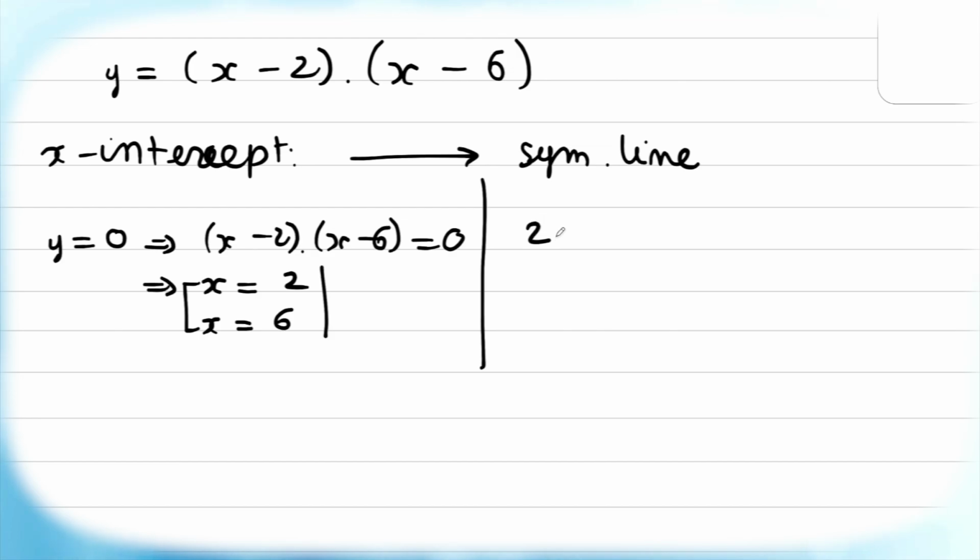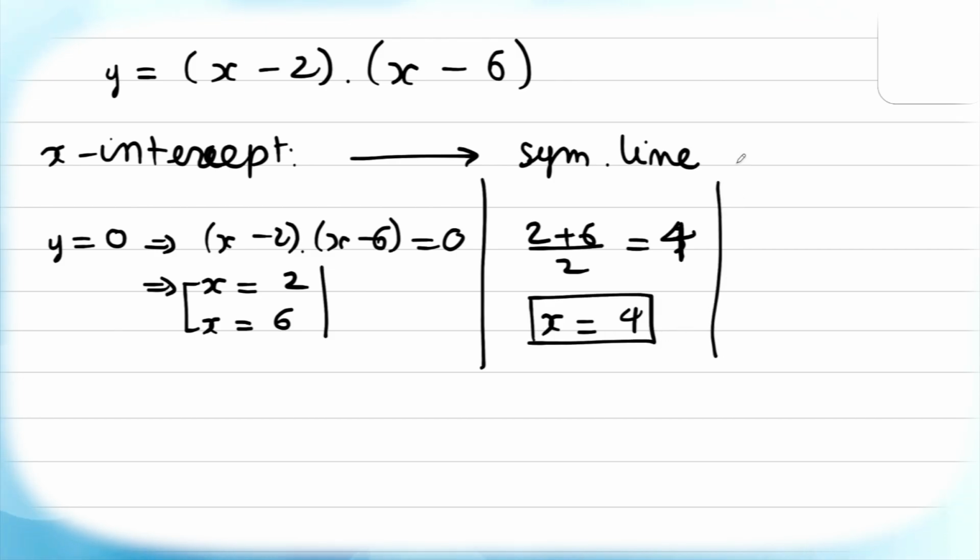You got 2, you got 6. Divide by 2, you will have 4. This means the symmetrical line here will be x equals 4. Okay, so from the symmetrical line, we can determine the vertex.